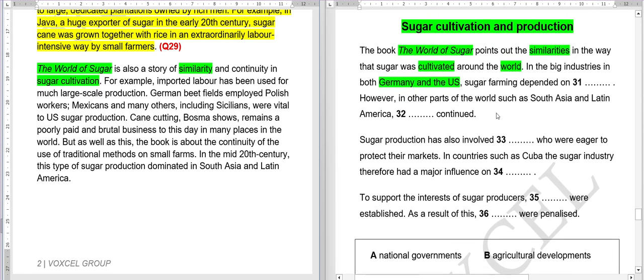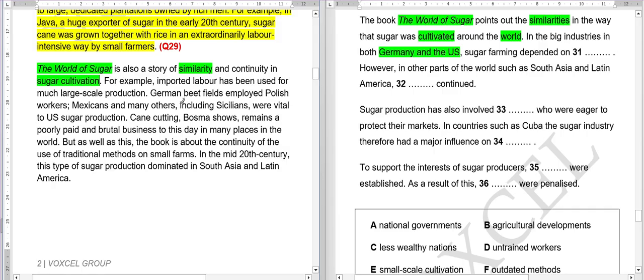Clear? Now let's see. In big industries in both Germany and the US, sugar farming depended on something. So obviously it should depend on something. Let's see on what kind of thing it depended on in Germany and the US. For example, imported labor has been used for much large scale production.